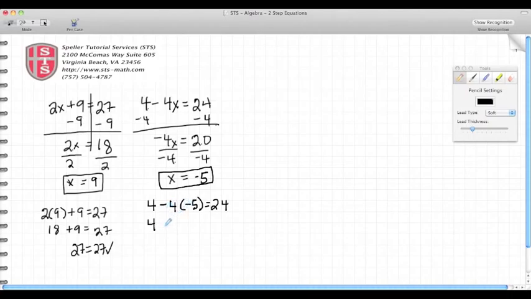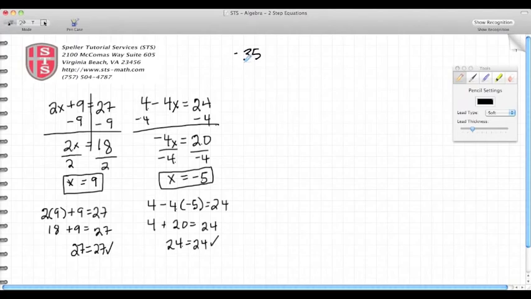Negative times negative gives us a positive, and then 4 times 5 gives us 20. Set it equal to the right-hand side of the equation. We evaluate the left-hand side. 20 plus 4 is 24, and we know that 24 is equal to 24.